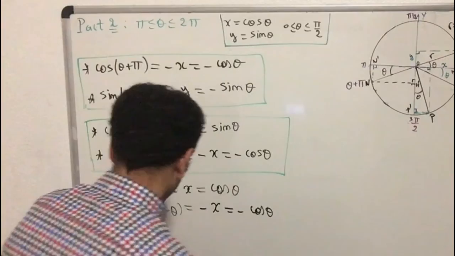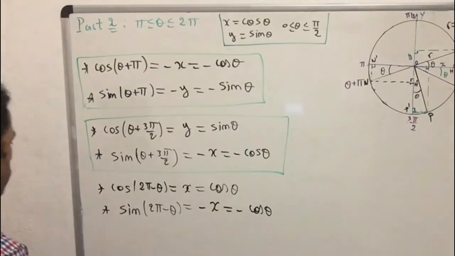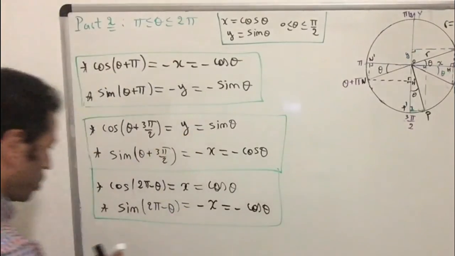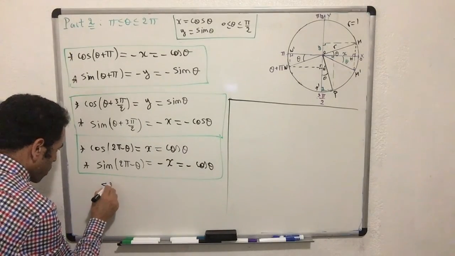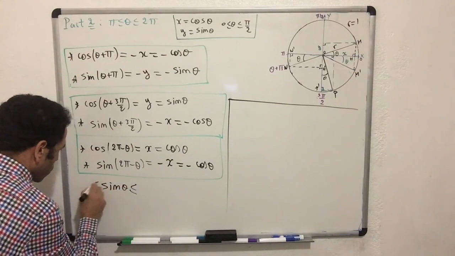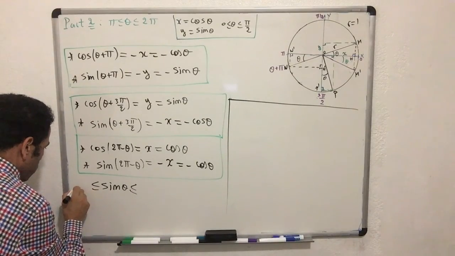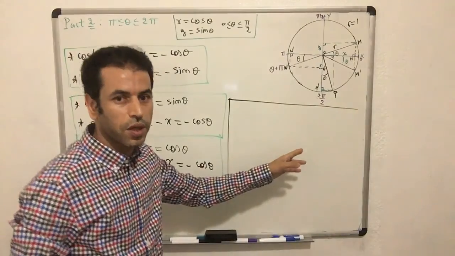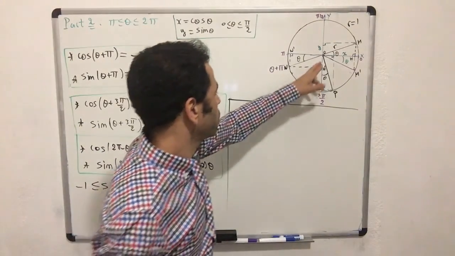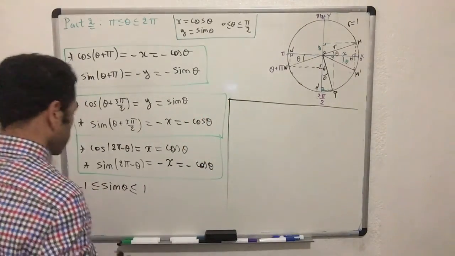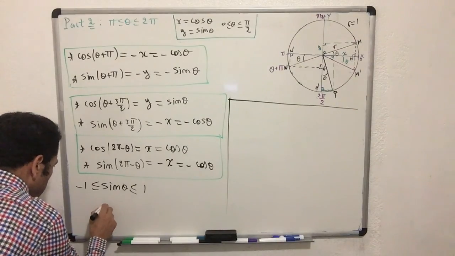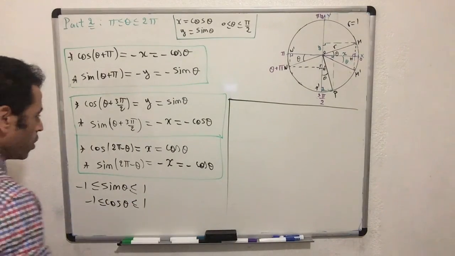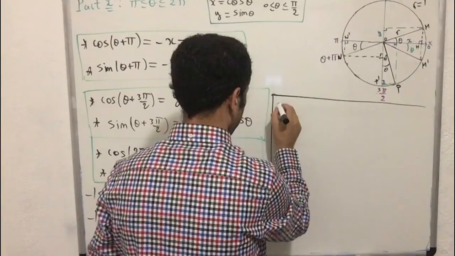Now I will have two more new equations. Sine theta is always between minus 1 and 1. It could be positive, it could be negative, depending on the theta, and cosine also. Let's summarize this.